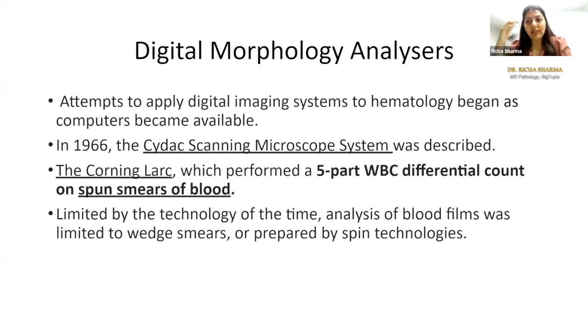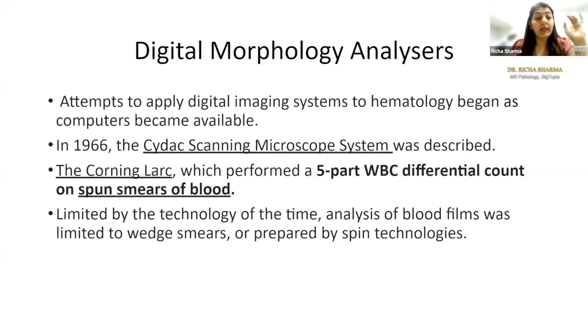So as soon as the advent of computers began, the technologists of that time started integrating digital imaging systems in hematology. As a result, we got our first digital morphology analyzer, the SIDAC scanning microscope system. Closer to that, another company came in, Corning Lark, which used to give a 5-part WBC differential count on spun smears of blood.